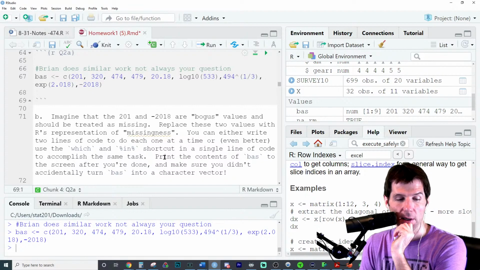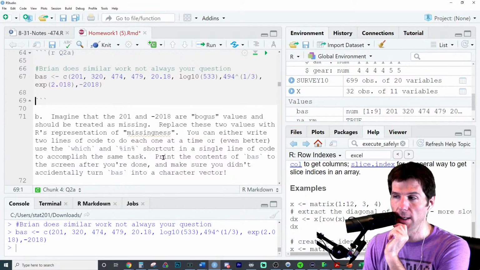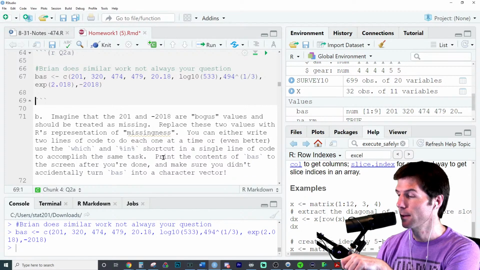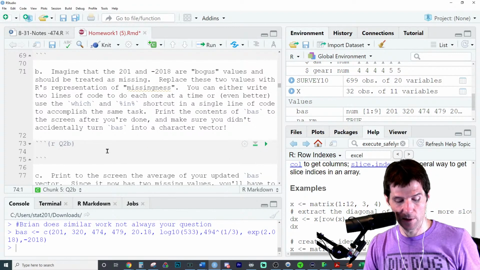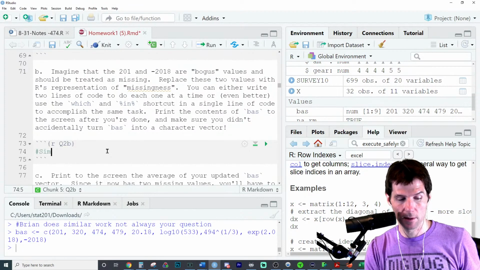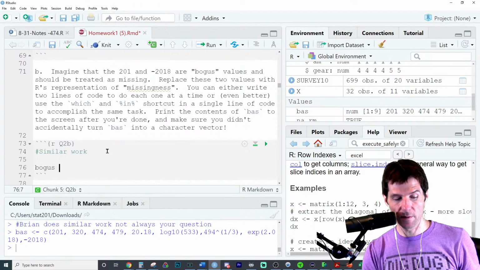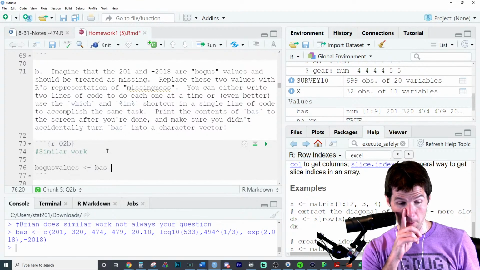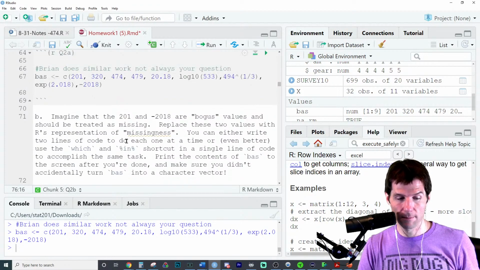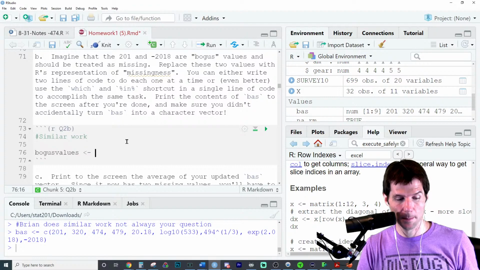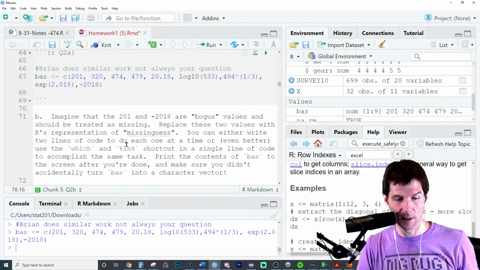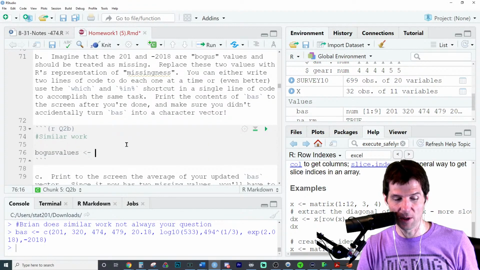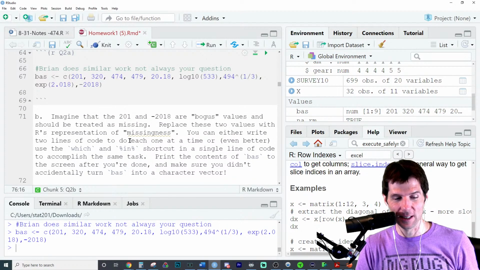So let's say I wanted to find values that are greater than, so I'm not going to quite do this. Let's say I say bogus values. Once again, similar work. Like if I were to say bogus values are values that are BAS greater than, or let's see. I'm trying to not do the exact question. Everyone's like, do it, do it.